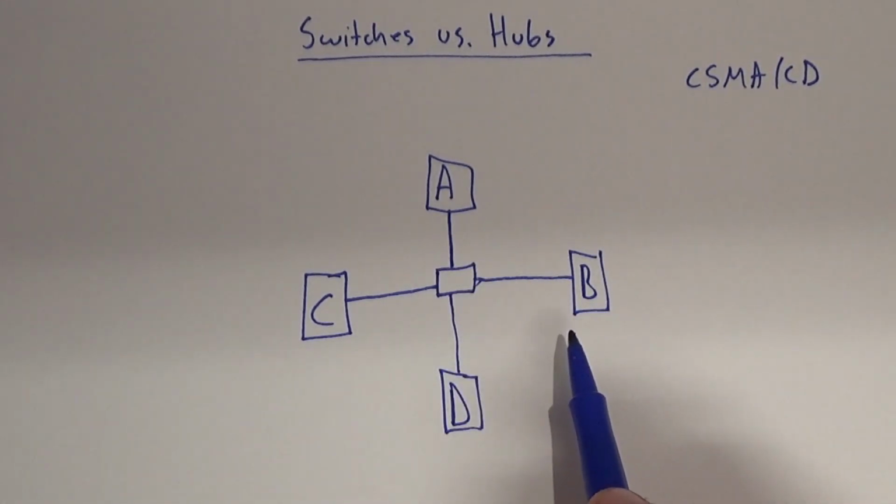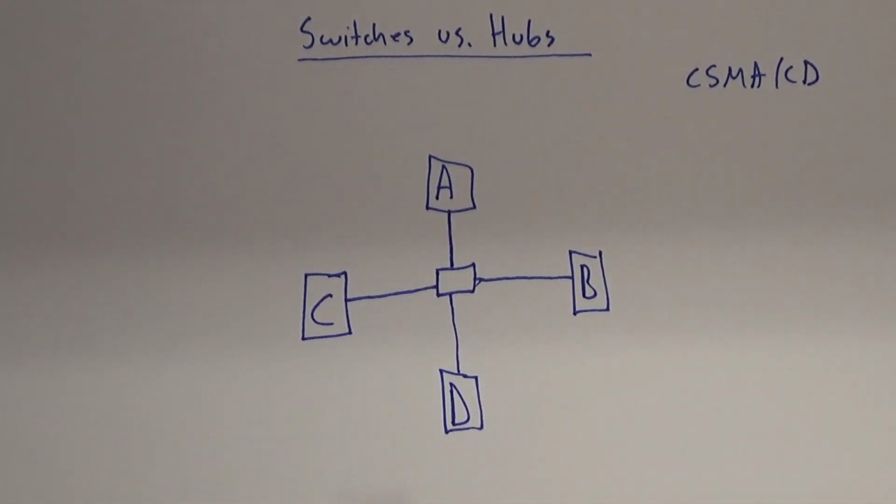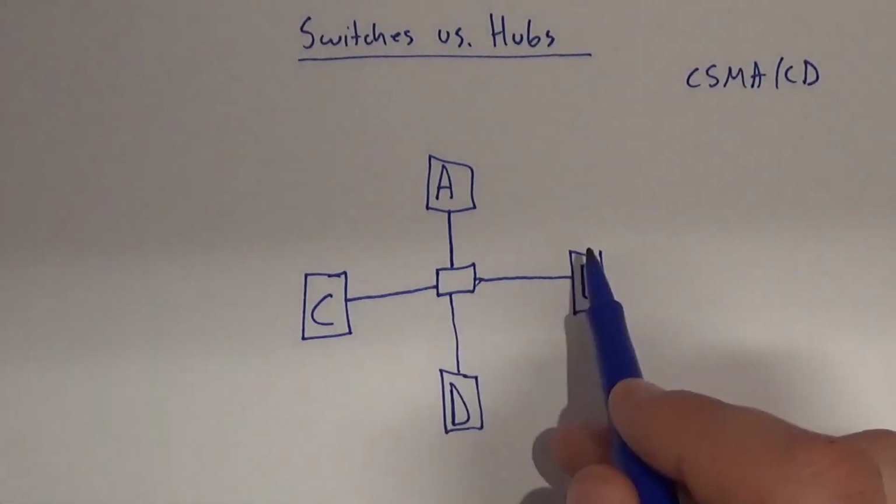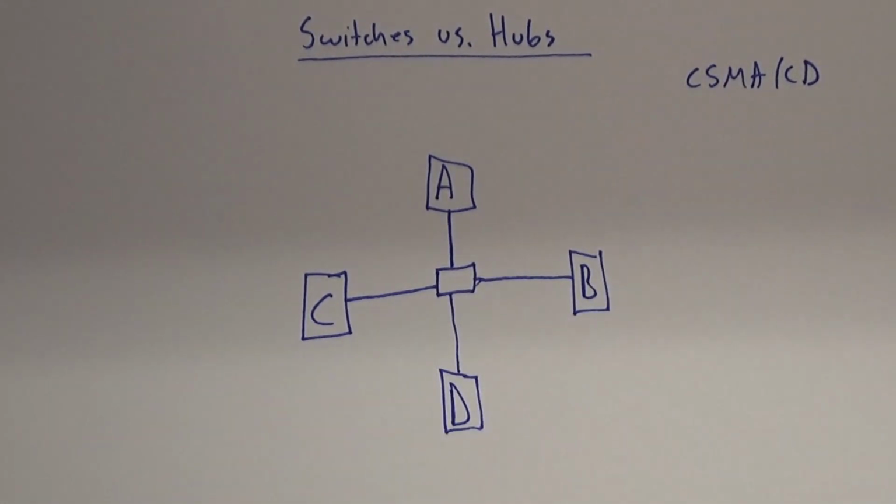And when they detect the collision, they're both going to stop transmitting. There's no sense in continuing because B isn't going to receive the proper information. It's going to be all muddled. So A and D are going to stop transmitting because they've detected a collision.